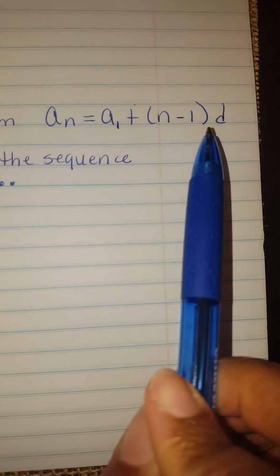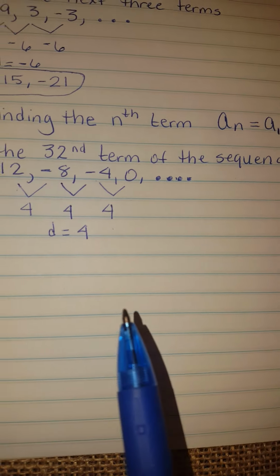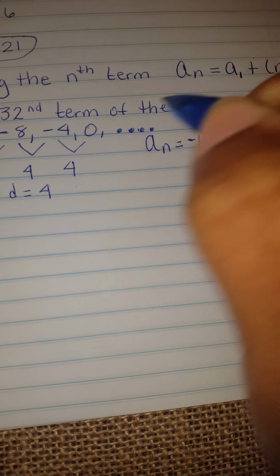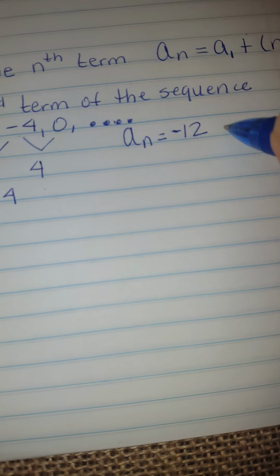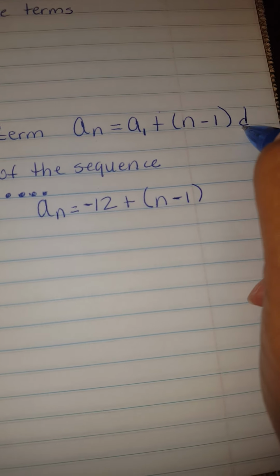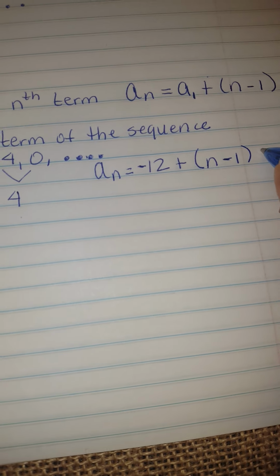to plug everything we know into this formula to help us find the 32nd term. So taking my formula, I'll have a sub n equal a sub 1, which is -12, because that's the first term of my sequence, plus n minus 1 times d. And since d here, we found that to be 4, we're going to plug that 4 in.